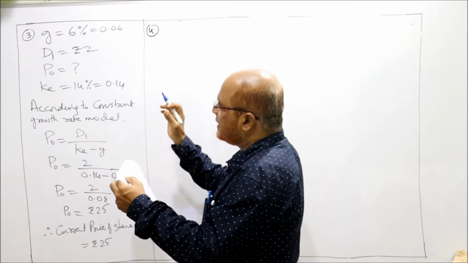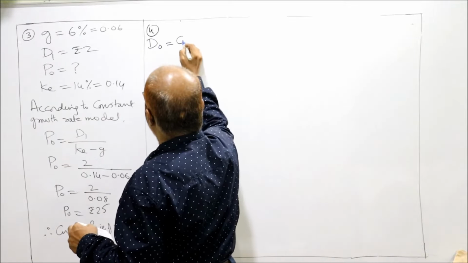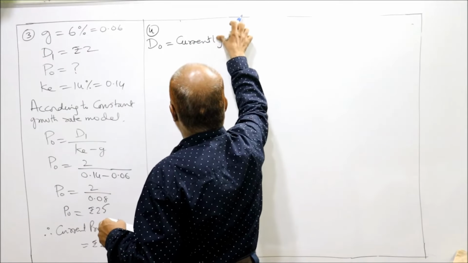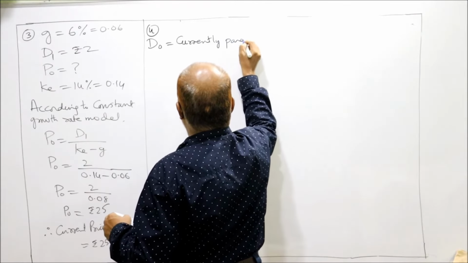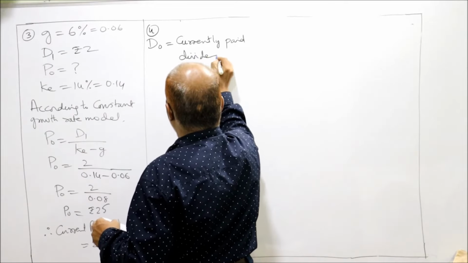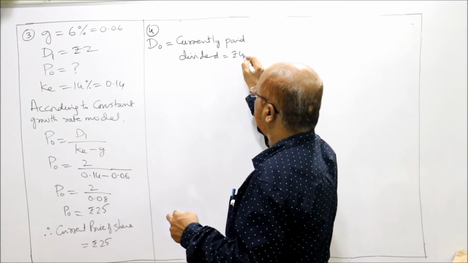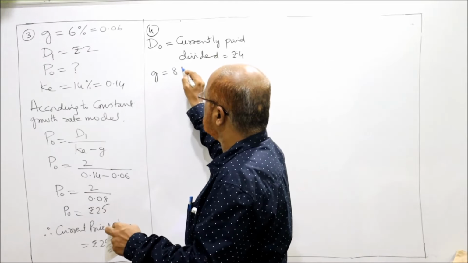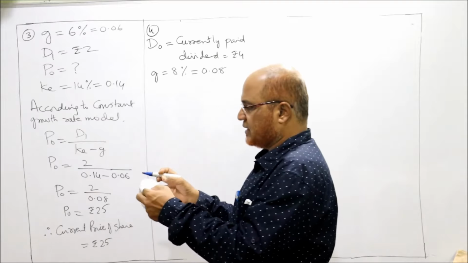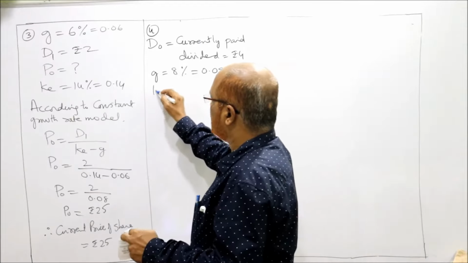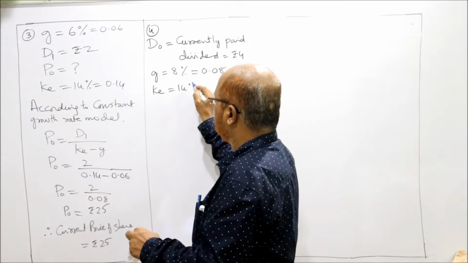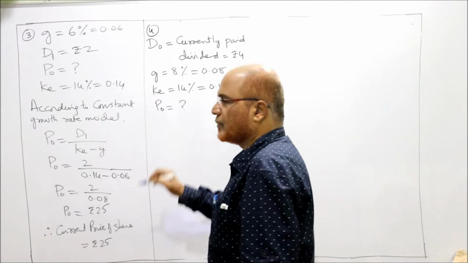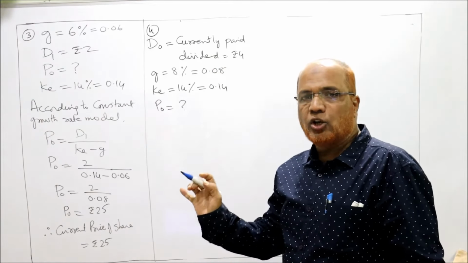The XYZ Corporation recently paid. D0 is equal to currently paid dividend rupees 4. Dividends has been growing, so G is equal to 8% or 0.08, and required rate of return KE is equal to 14%, 0.14. What is the value of the stock? The new point in this problem is D0.